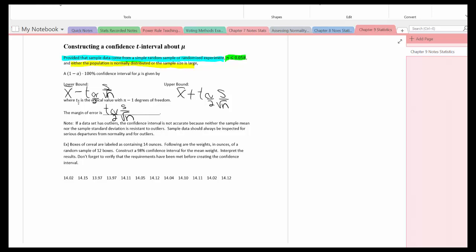Note, if a data set has outliers, the confidence interval is not accurate because neither the sample mean nor the sample standard deviation is resistant to outliers. Sample data should always be inspected for serious departures from normality and for outliers, unless you have enough data values for that to not matter, aka the central limit theorem. That will be extremely important moving forward.